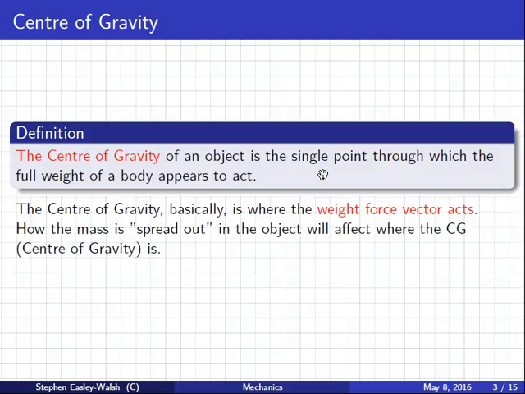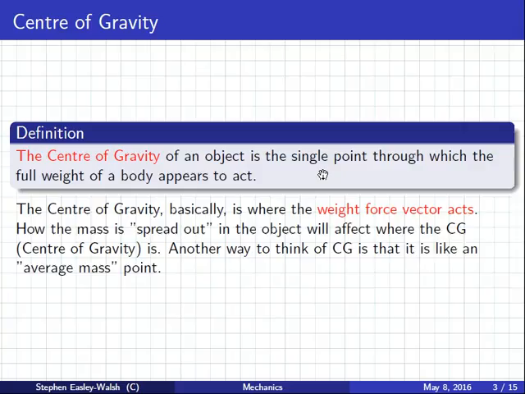CG is just center of gravity, or COG. You were trying to express yourself saying that it's like the midpoint or the center or something. So another way to think of it is it's like the average mass point. It's getting a bit technical though, and we don't really need that for the exam. It's just where the weight acts, is the simplest way to put it.